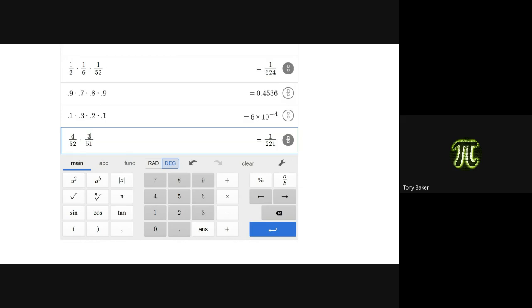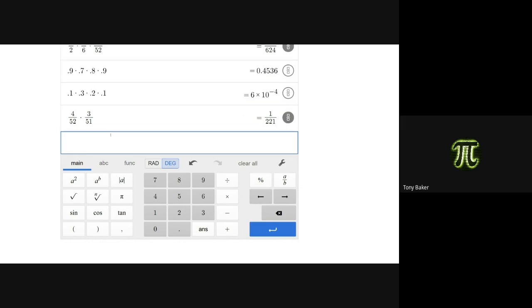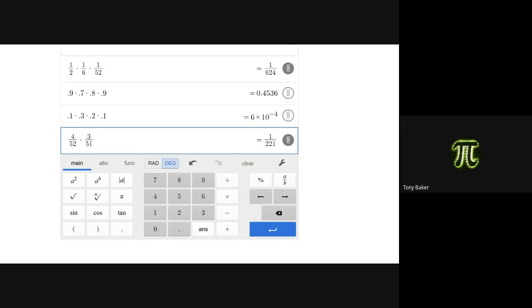I assume if we were not to simplify it, the top would just be, what, 12 over whatever 52 times 51 is. There you go. And then it was simplified down. Yeah, just making sure. Yes.